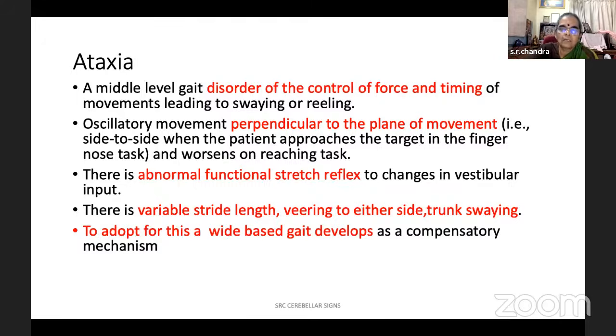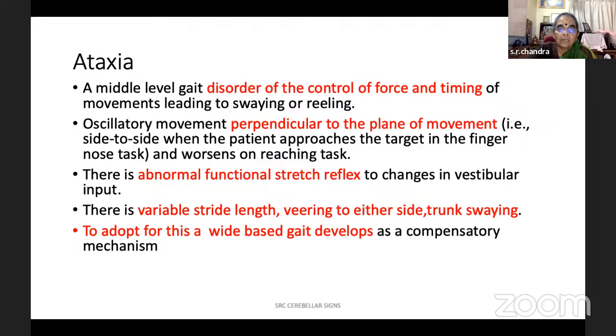We saw the gait cycle. It's beyond a 1 hour talk, so I am just giving the template only. As we just saw, I am repeating so that it gets fixed in the younger colleagues. Variability in the stride length and range, veering to either side, and truncal ataxia. So to adapt to all these abnormalities in motor activity, the patient adopts a broad base.